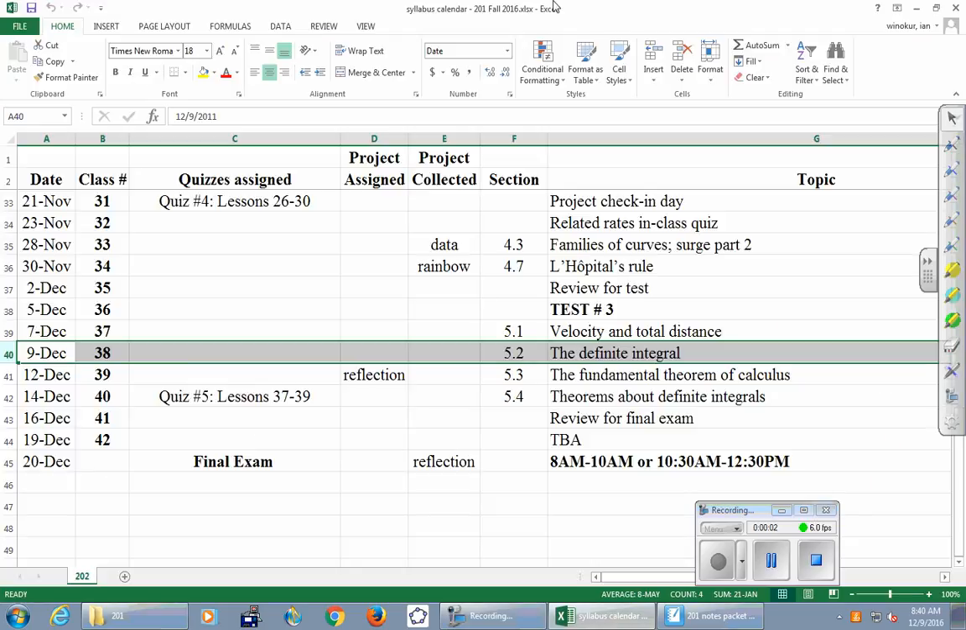Okay, good morning, welcome back. Happy Friday. Today is our 38th class. We are covering something called the definite integral.